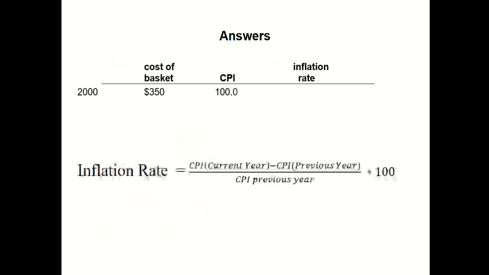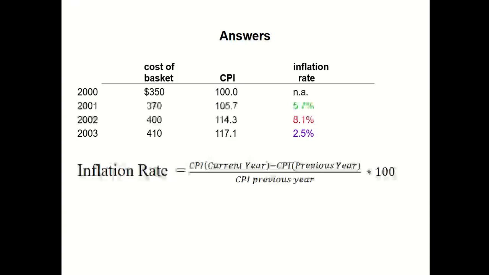So in this way, we can calculate the cost of basket. That is this one. For year 2000, it is $350. For year 2001, it is $370. For year 2002, it is $400. And for year 2003, it is $410. Now we have to calculate CPI.